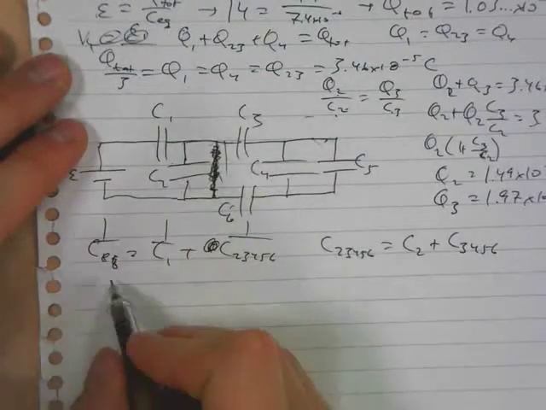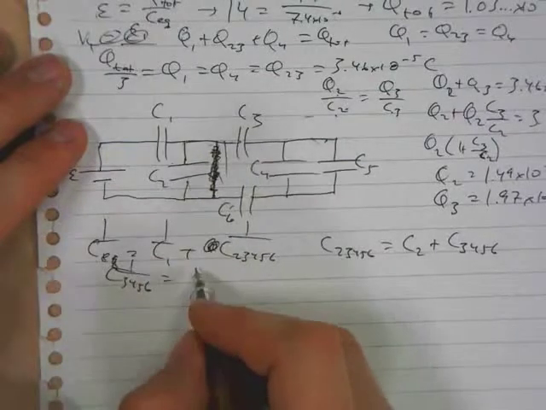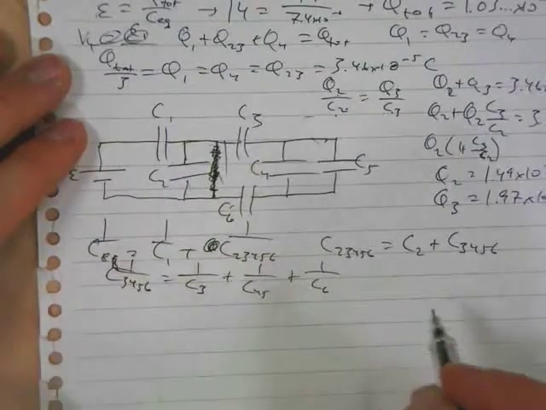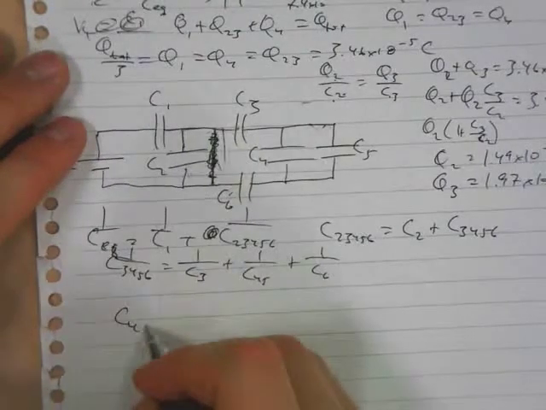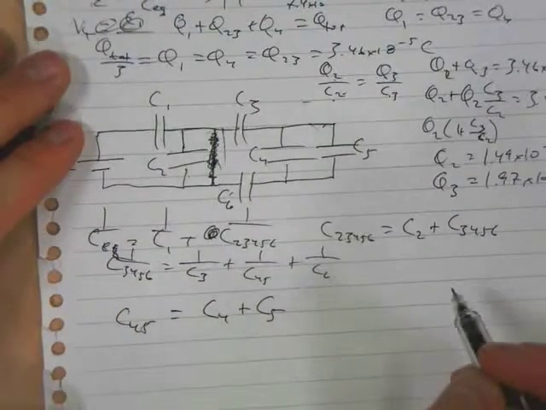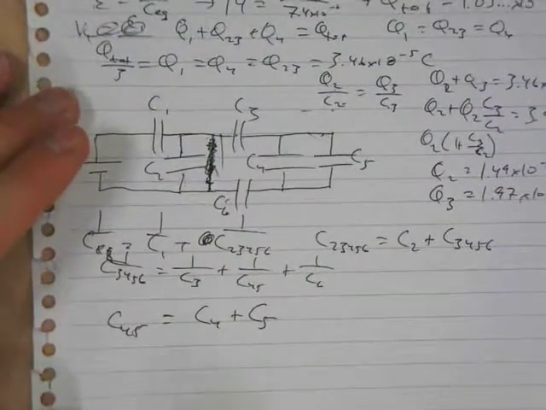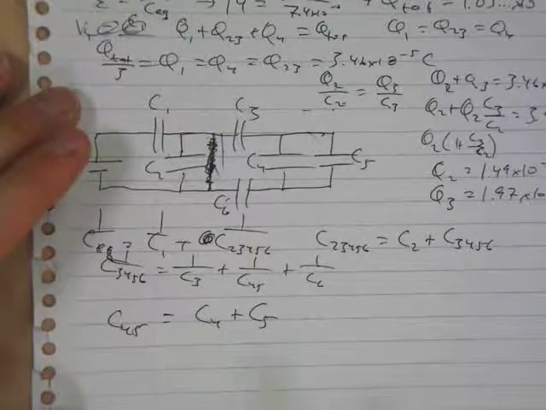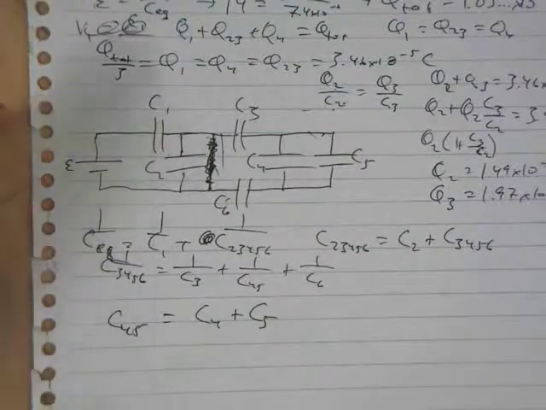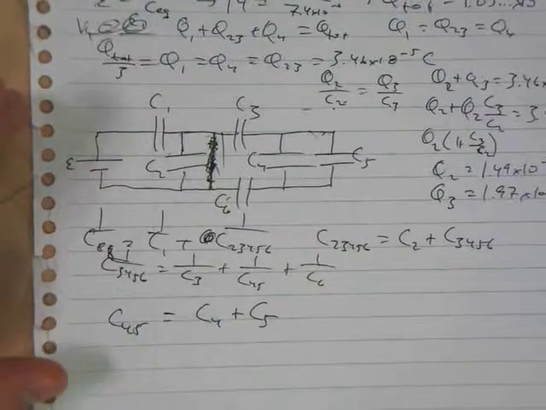So for our C3, 4, 5, 6, 1 over C3, 4, 5, 6 is equal to 1 over C3 plus 1 over C4, 5 plus 1 over C6. And then our C4, 5, because they're in parallel, is just the sum of those two. So we'd chain our way all the way back through, and then we could figure out the equivalent capacitance of the circuit that way. So we can figure out stuff for networks of capacitors, just like we did with resistors.